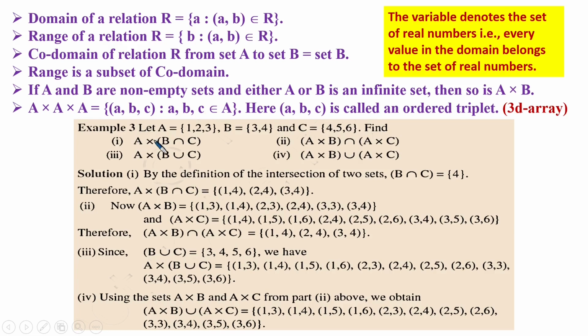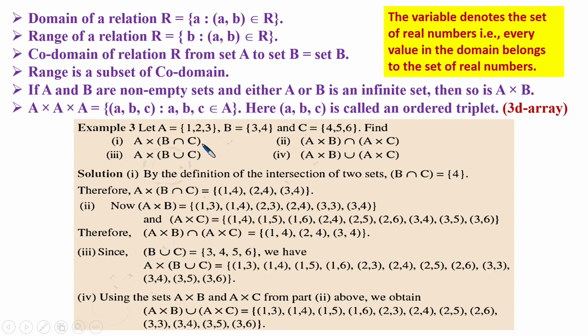Now let us do one example from your textbook, that is, let set A equal to 1, 2, 3, this is B and this is set C. Find this Cartesian product of A cross B intersection C and then intersection of these two Cartesian product and Cartesian product of A cross B union C, and similarly union of these two Cartesian products.